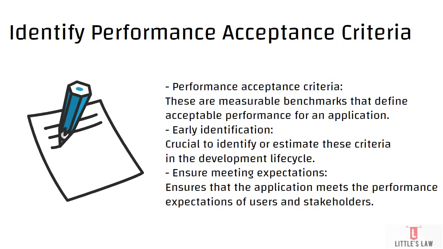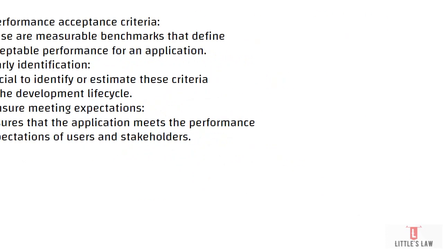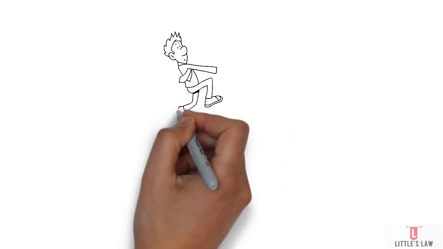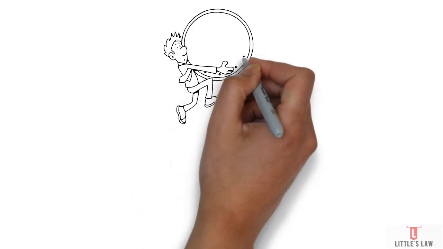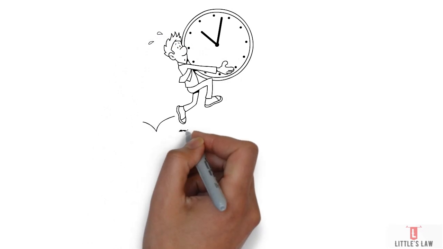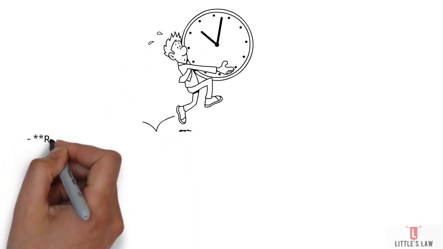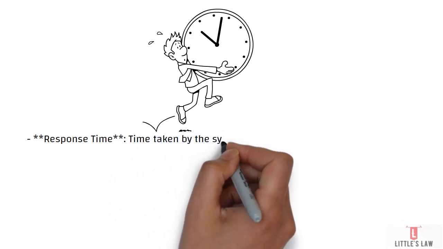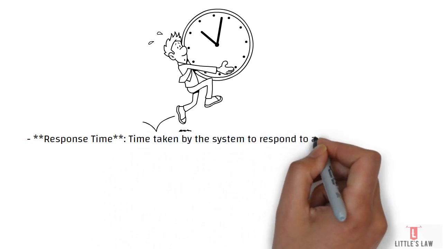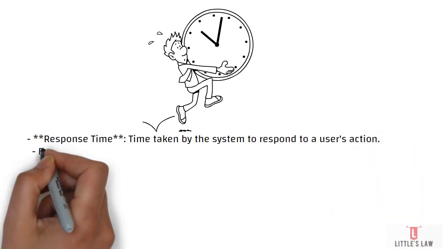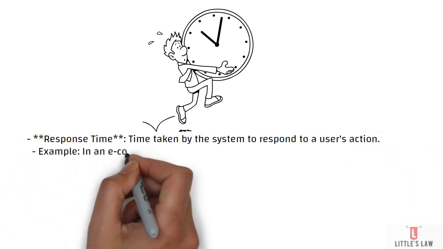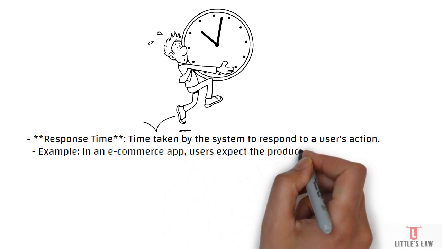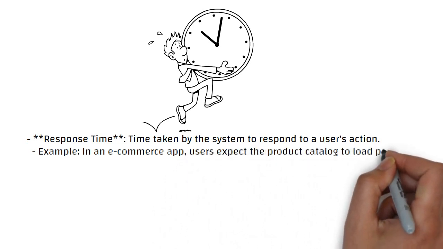So now moving on to response times. Response time refers to the time taken by the system to respond. Why I'm taking you through all these parts is that you should understand the key factors which directly impact user satisfaction with the application. I will take you through this with an example. The first part is response time, which refers to the time taken by the system to respond to a user's action.